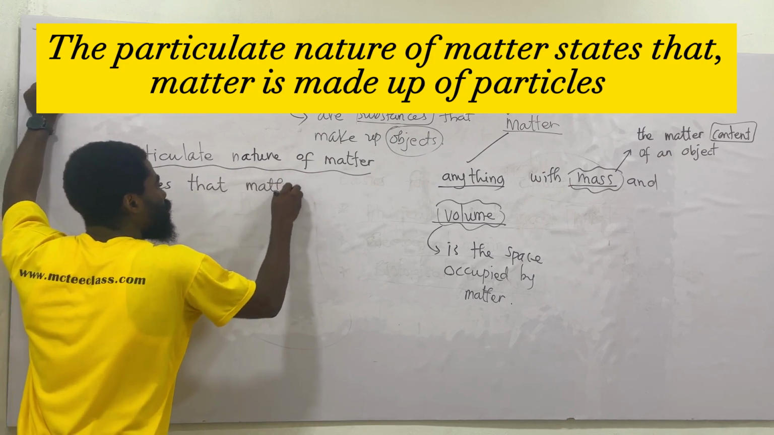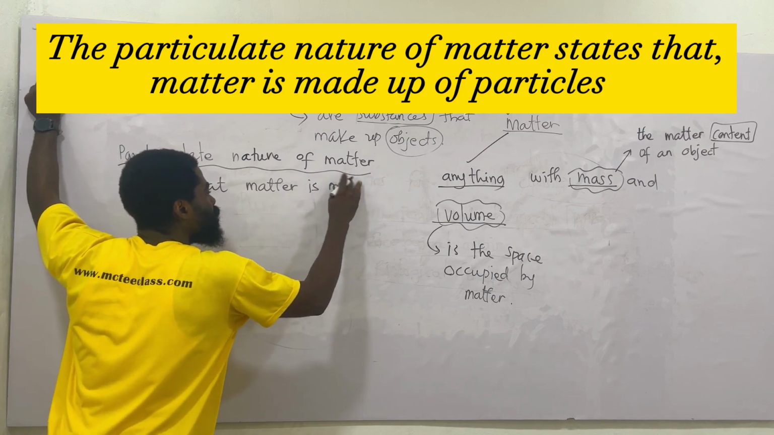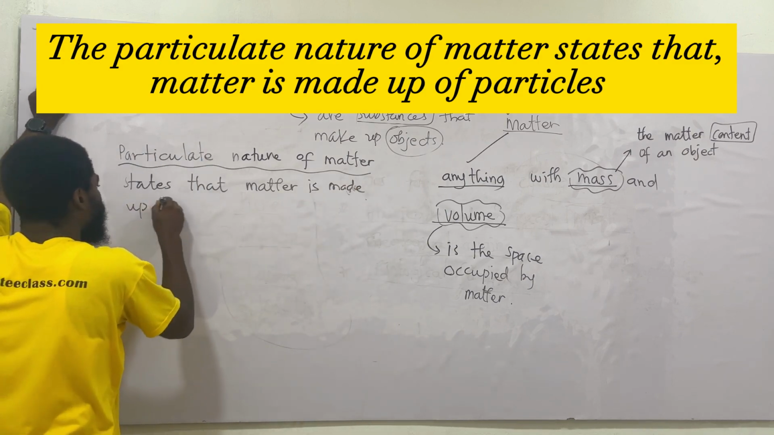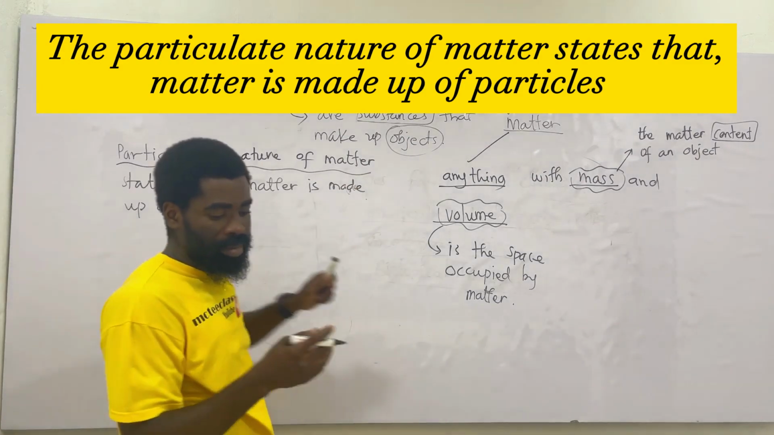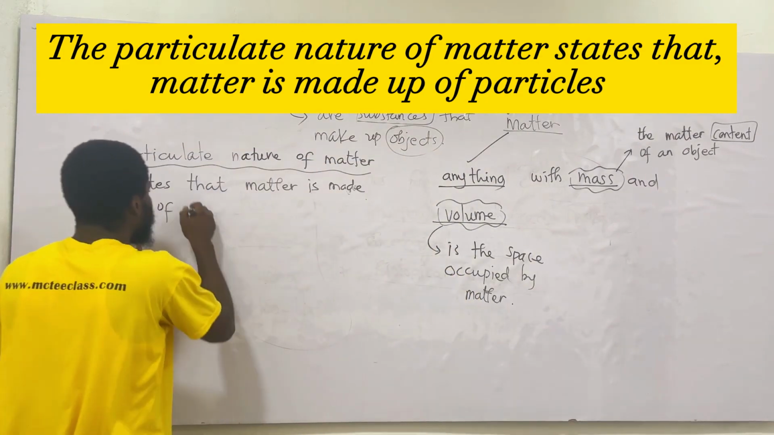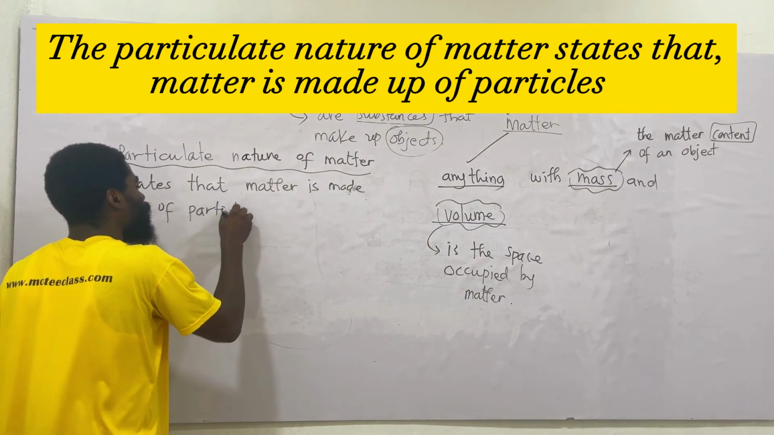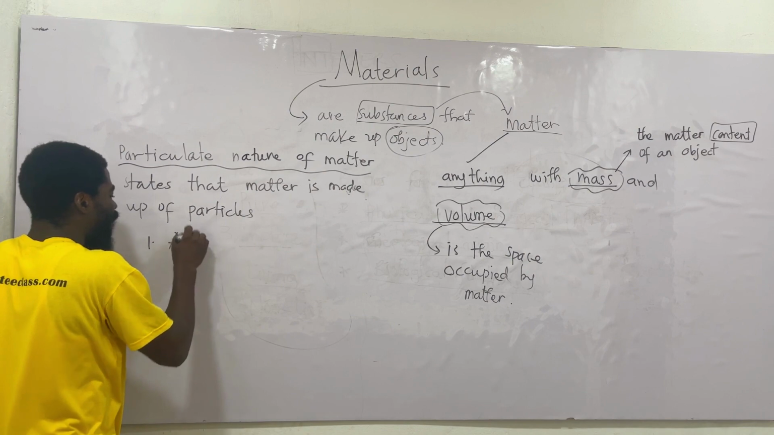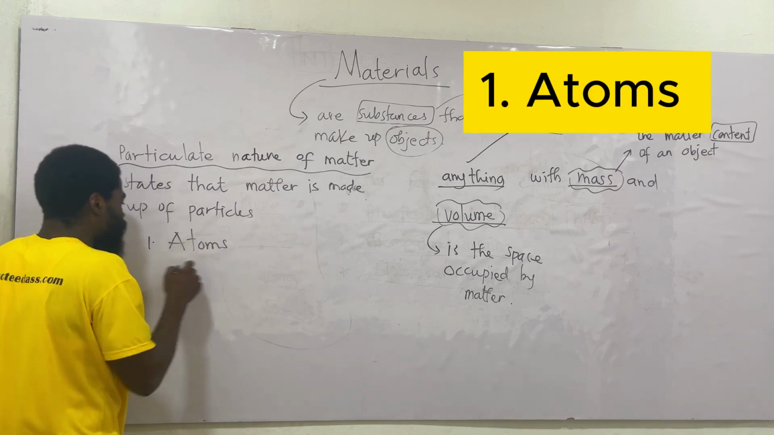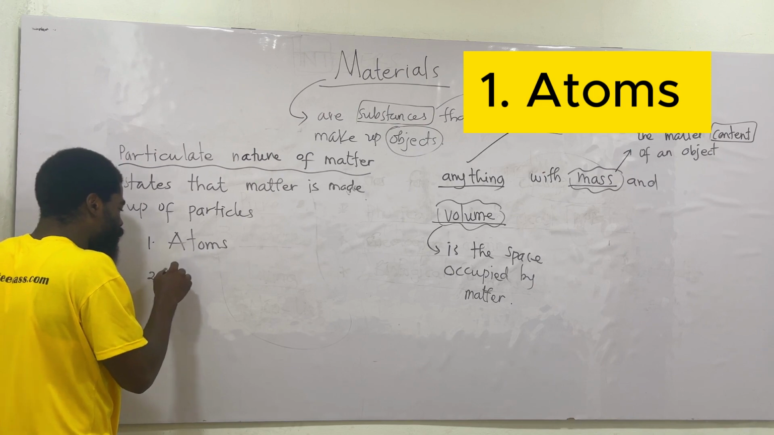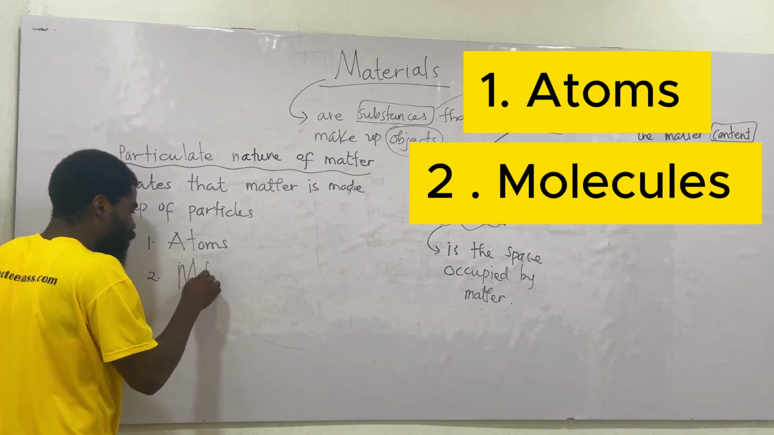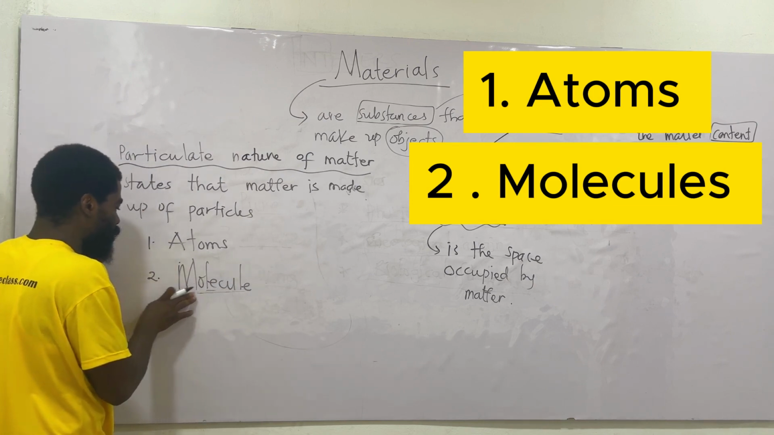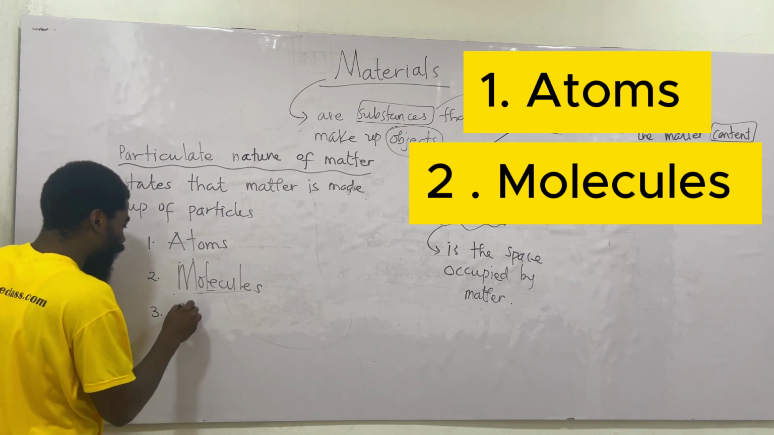So the particulate nature of matter states that matter is made up of particles, right? Made up of what? Of particles. And what are the particles? So matter is made up of particles. Particulate nature. Matter is made up of what? Particles. And the particles, we have three of them. We have atoms. You can say after me, we have what? Atoms. Then we have ions. We have molecules. Molecule. That is what? Molecule. So molecules. Then we also have ions.